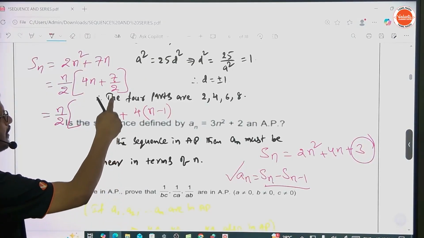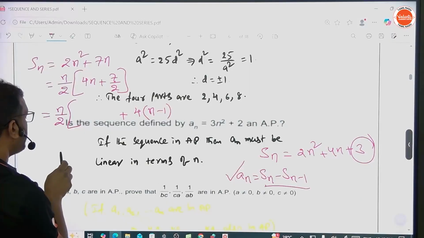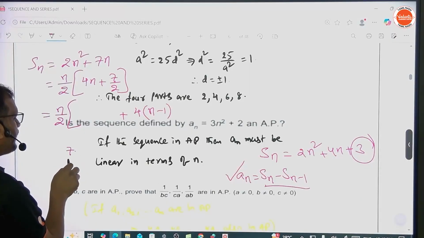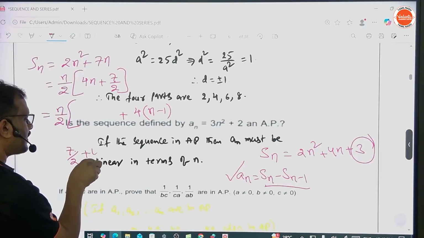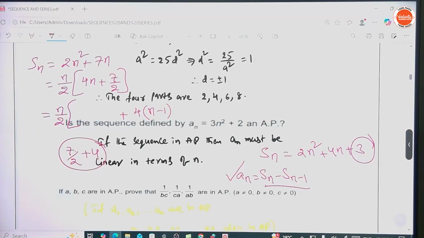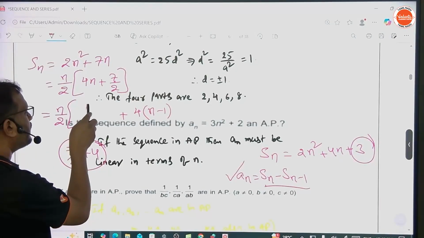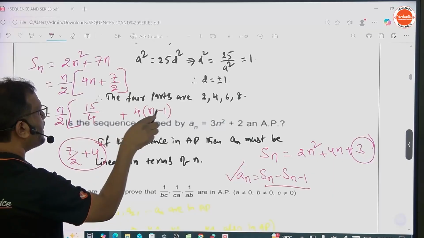So now how much do you have to take here? What is the constant value? From 7 by 2 we have, so minus 4 we took here, plus 4 you have to add here. Yes or no? So how much is it? 15 by 2. Now just check it out. Is it the same or not?